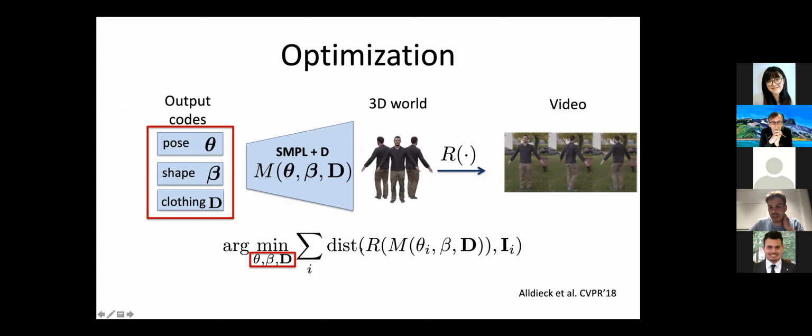So basically you minimize a distance between the rendering R of the model and the images, okay? And the basic trick here is that you optimize one pose for every frame in the scene because the person changes the pose, but you only optimize one set of shape parameters and one set of displacement vectors because we assume that the clothing does not change as the person moves.